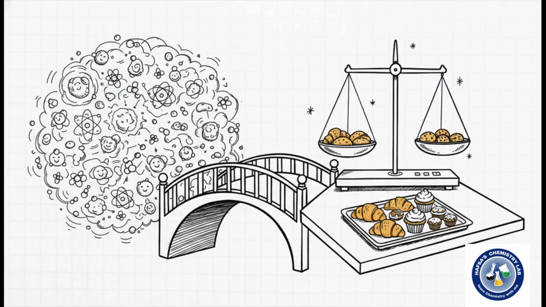The brilliant, elegant solution to that problem is the mole. Just like a baker uses a dozen to mean 12 of something, chemists use a mole to mean 6.023 times 10 to the 23rd of something. It is the ultimate grouping tool. It acts as this perfect, reliable bridge between the unseen microscopic world of atoms and the macroscopic stuff we can actually put on a scale on our desk.